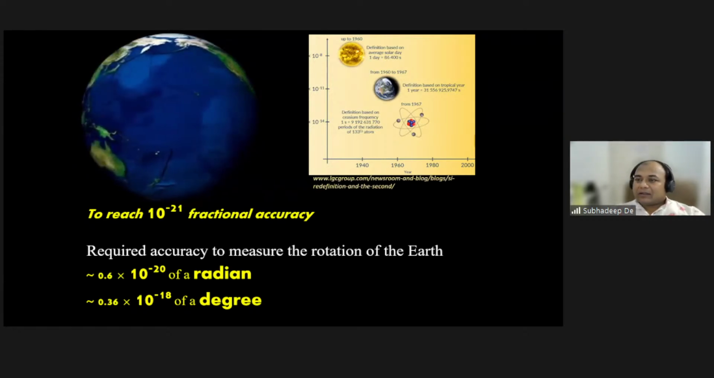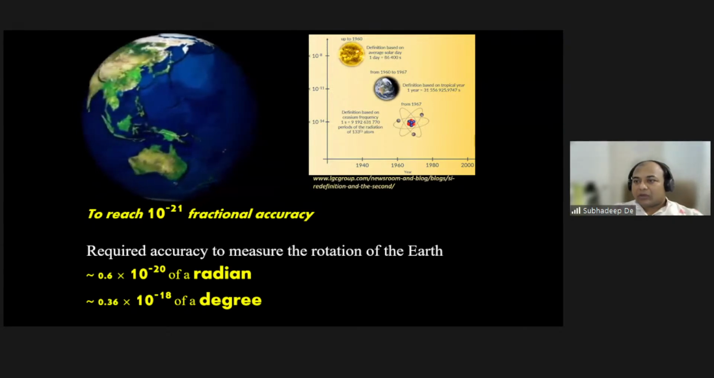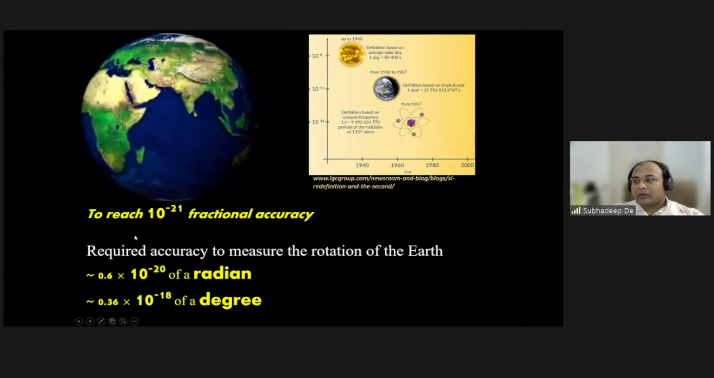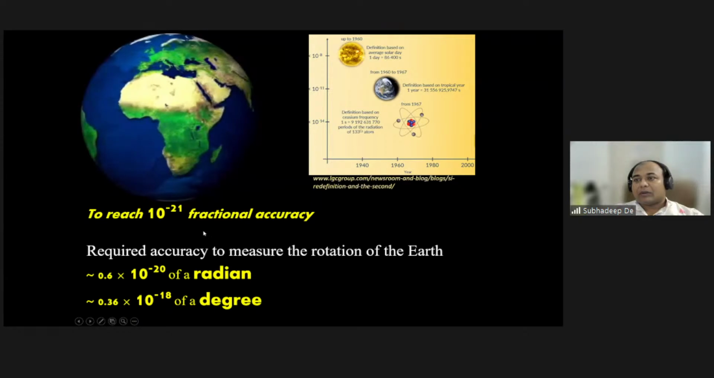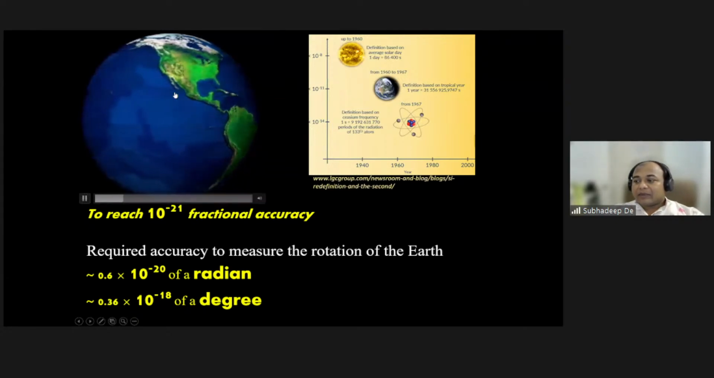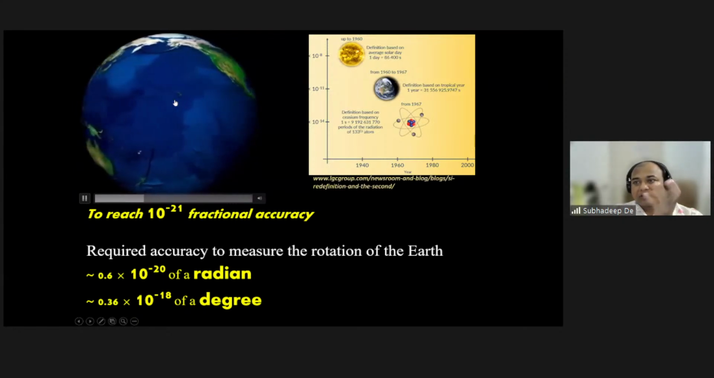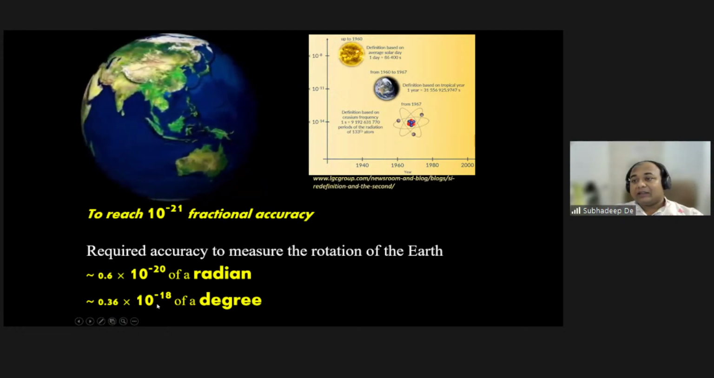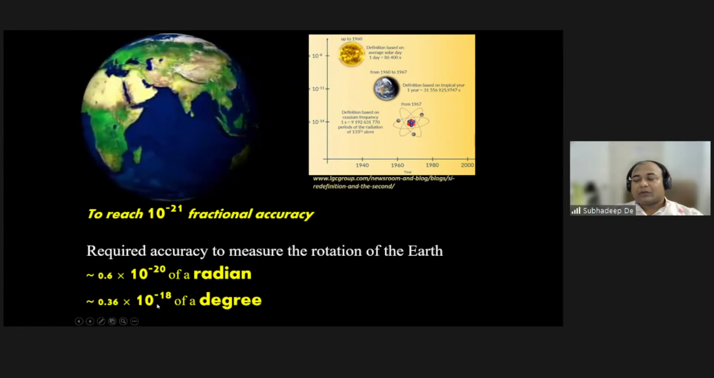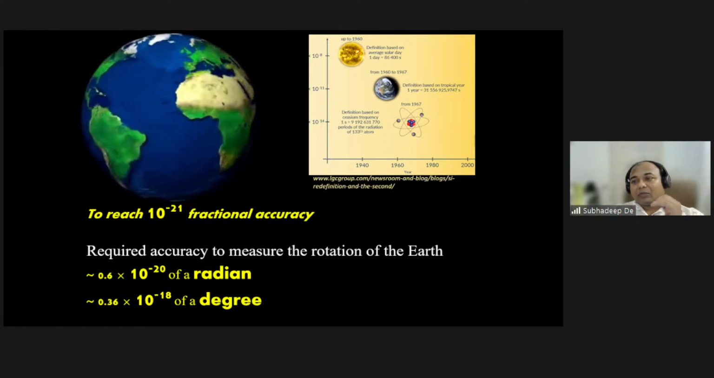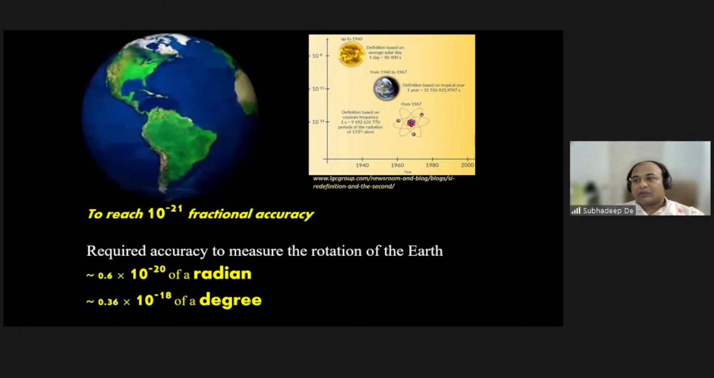But let's say, why do we go to the atomic clock? As I told you, present atomic clocks have a fractional accuracy on the order of 10 to the power minus 21. If you had to build such an accurate clock based on the rotation of the Earth, in that case you would have to measure the rotation of the Earth with an accuracy of 10 to the power minus 18 degree, which at the present level of technology is just impossible. It's not possible. That is 18 orders of magnitude smaller than 1 degree.